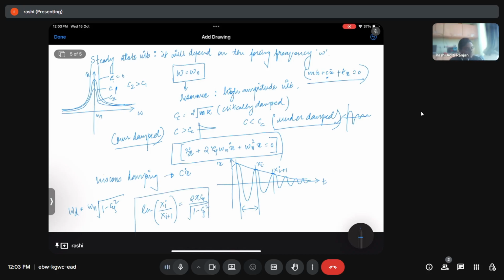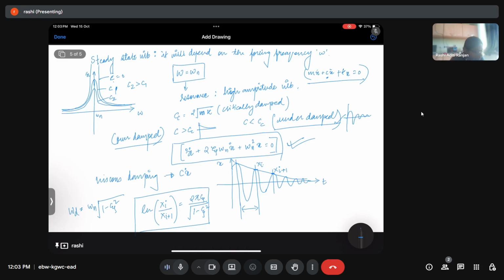So for the practical condition, if I give some initial perturbation and I record the xi value and xi plus 1 value, I can put it in this equation and solve for eta. Once I get the value of eta, I get the value of omega d, I can get the value of omega n, and now I can use this equation to get the behavior of the system. Now it will depend upon the value of eta, right? Because eta can be small, it can be large.